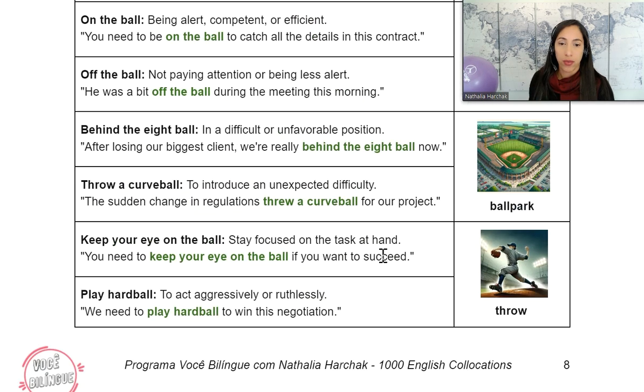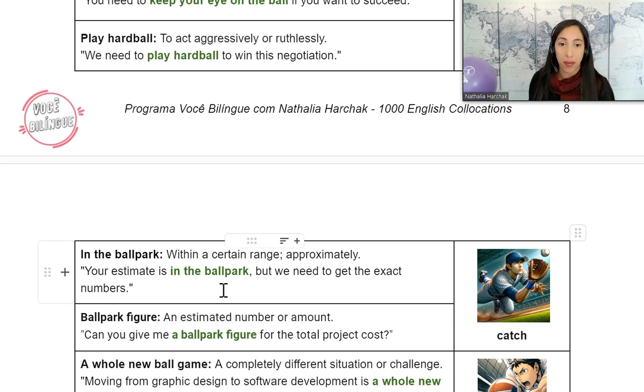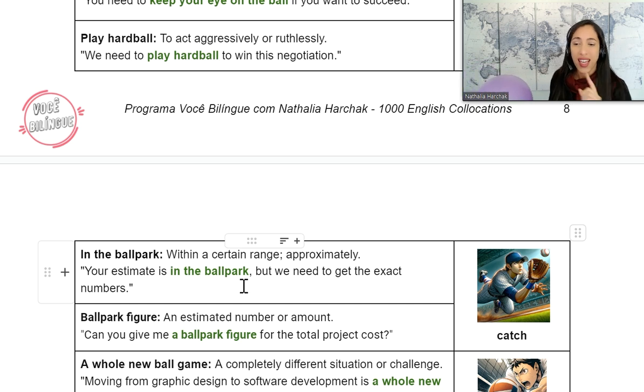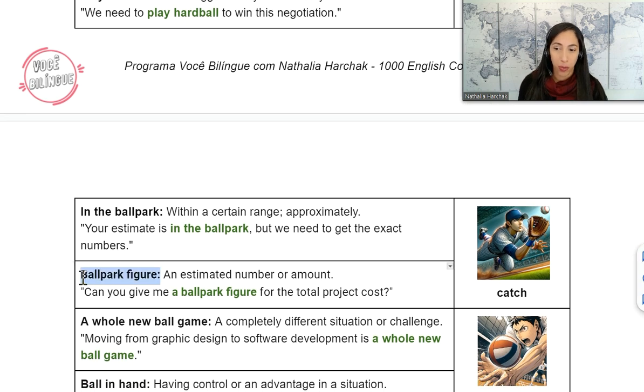In the ballpark. This is a ballpark. We normally use this word to talk about estimates, approximate numbers within a certain range, or approximately. So your estimate is in the ballpark. It's an approximate number, but we need to get the exact numbers. We don't want just the ballpark figure. Figure is another word for number, I don't know if you knew that. An estimated number or amount. Listen, can you give me a ballpark figure? It's like, can you give me an idea of how much this will cost? I don't have the exact price, but just give me a ballpark figure. I need to know if this amount of money is in my budget, because if I don't have money, I can't really get this project started.